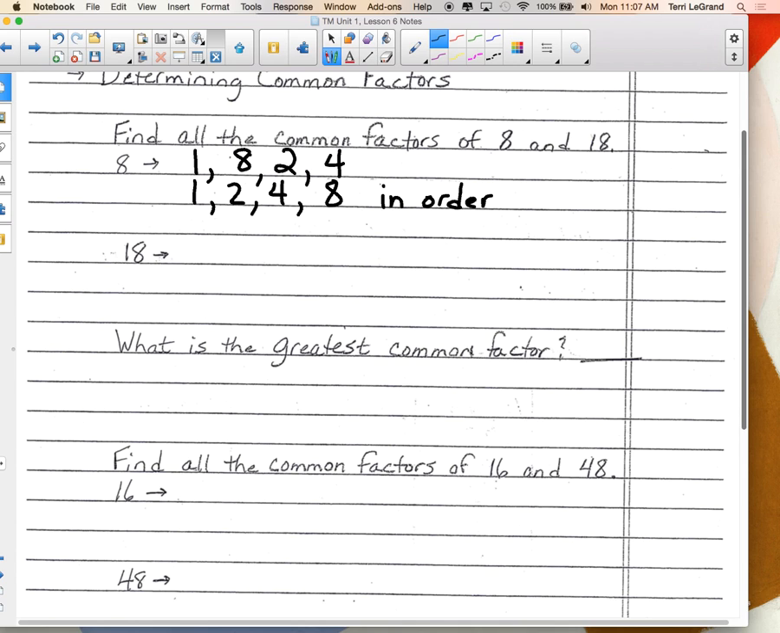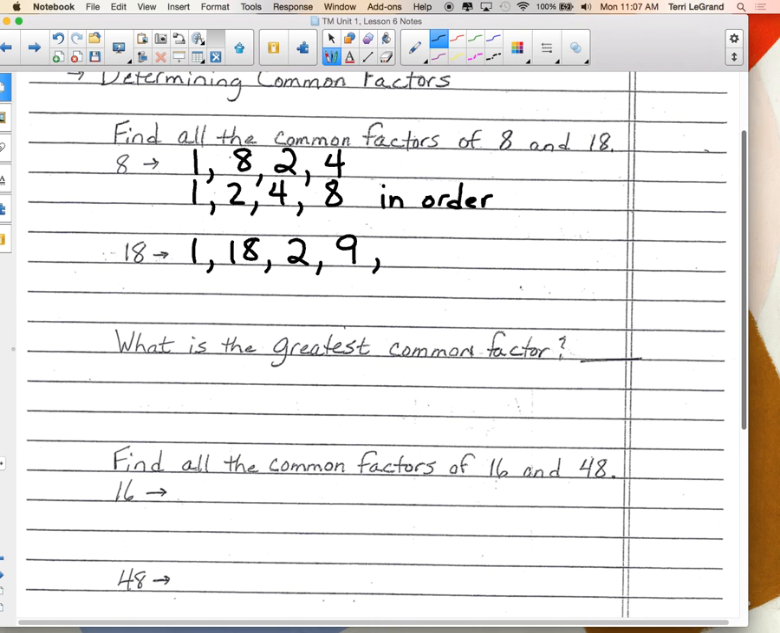What should we start with? 18. What are the factors of 18? What should we start with? 1 and 18. 2 and 9. 2 times 9 is 18.